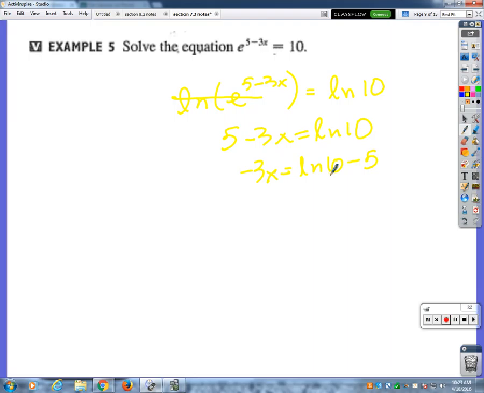And then divide by negative 3. So natural log of 10 minus 5 over negative 3, which you could figure out on a calculator if you wanted to. Or you could just leave it like that.